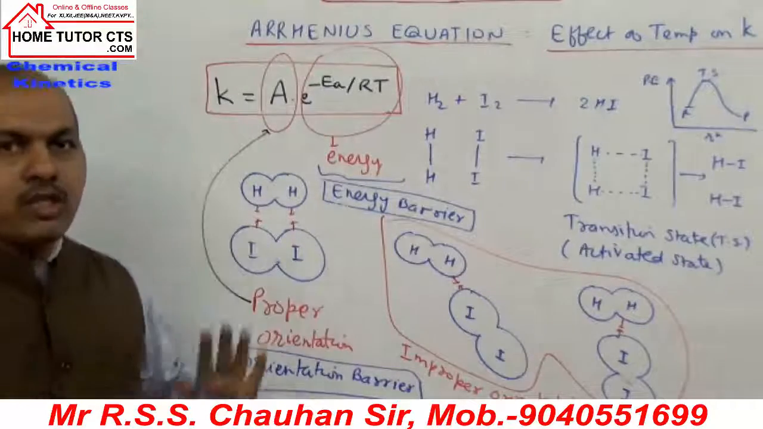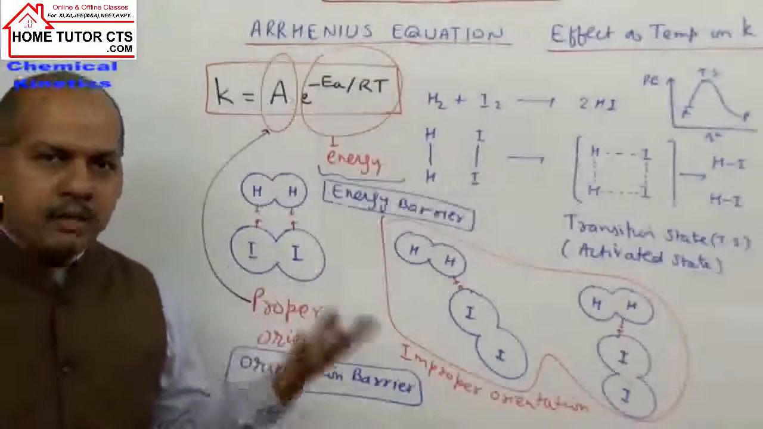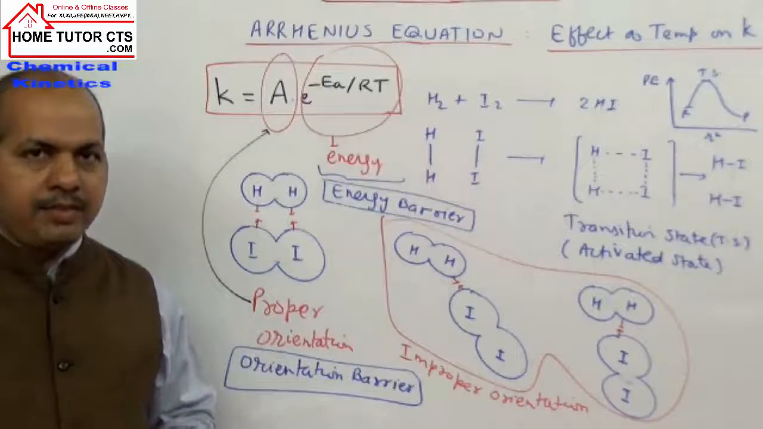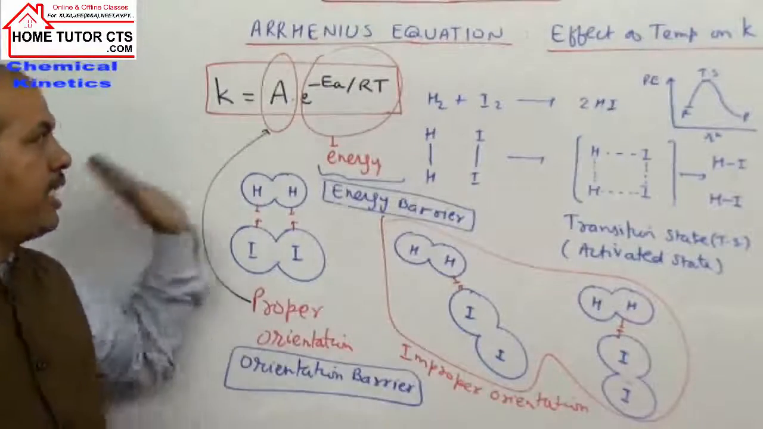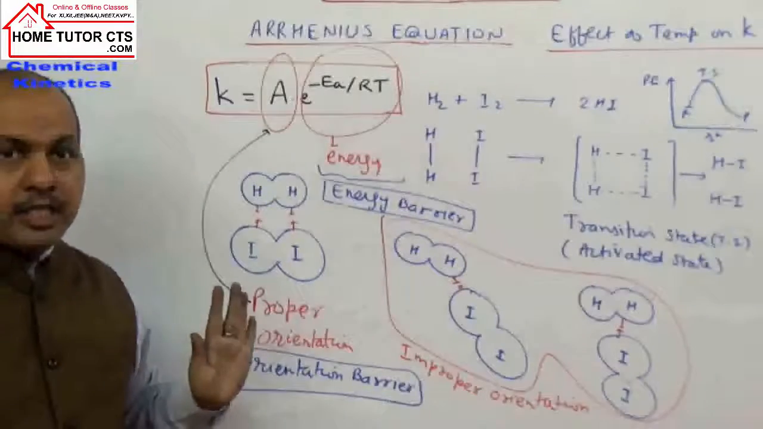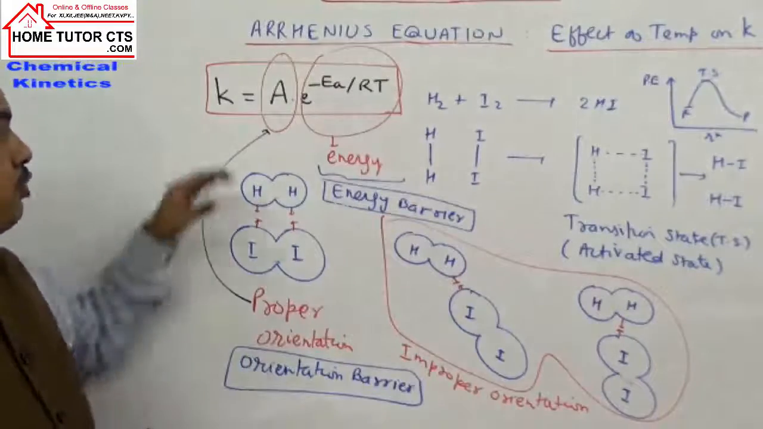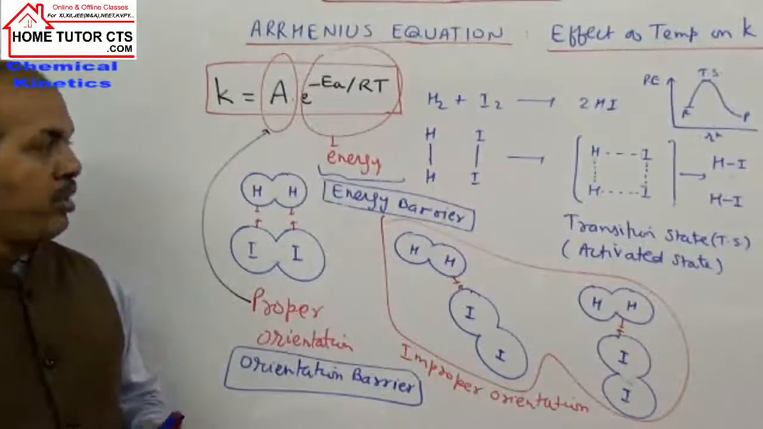K is called the rate constant, but this K will signify simply the effective rate or effective collision frequency for the reaction. So I hope it is clear. From this expression we can add one or two more points.